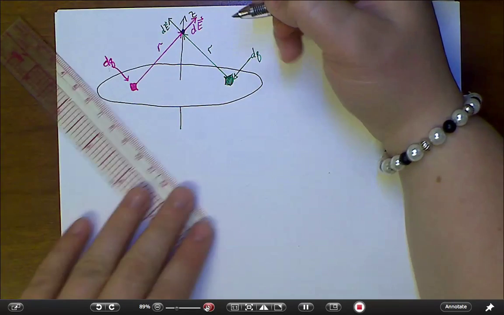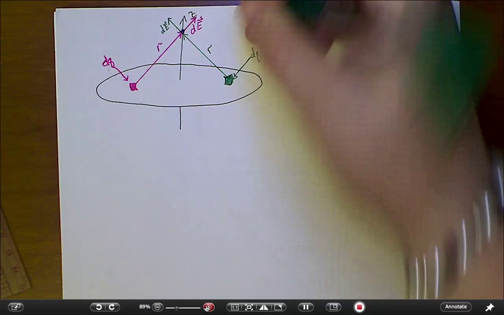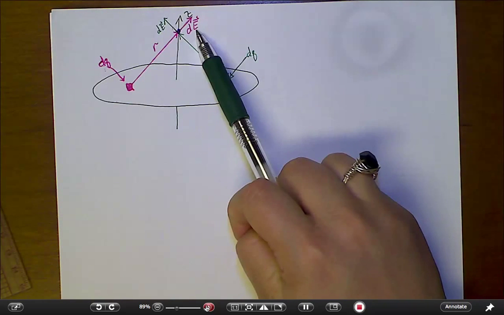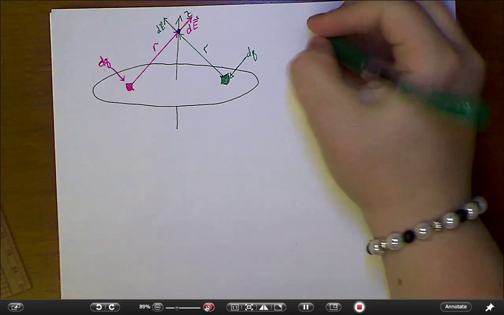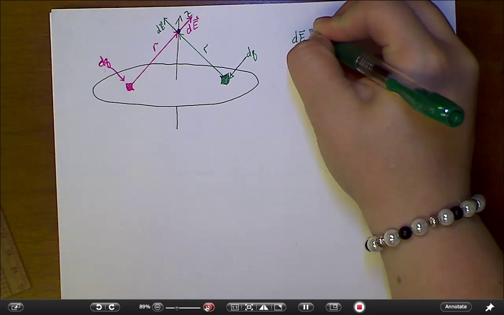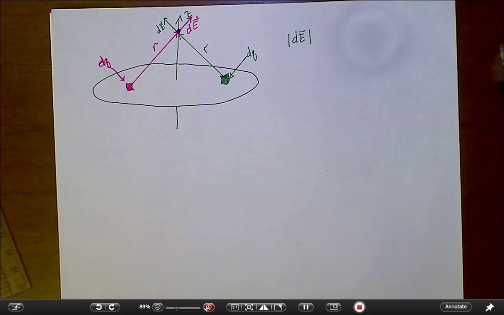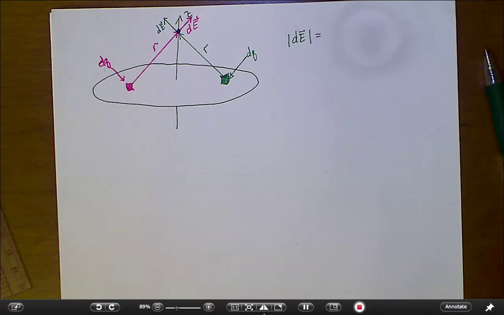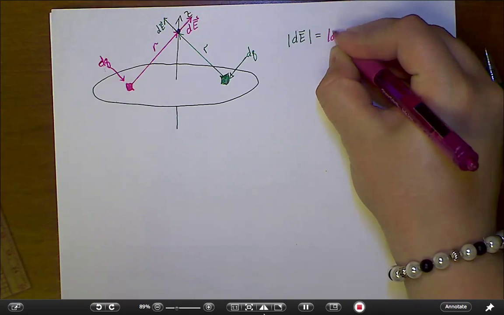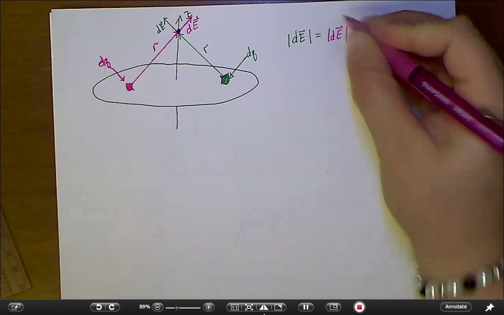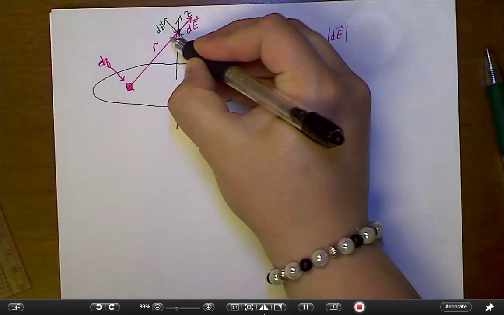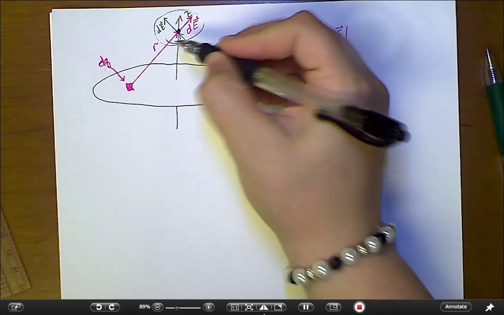So notice that because they have the same amount of charge and they're the same distance away from the point, these two dE values, the magnitude is going to be the same. So the magnitude of dE green will be the same as the magnitude of dE pink. So this is very useful. Let's look at an enlarged version of this part of the graph. So I'm going to bring it down a little bit.